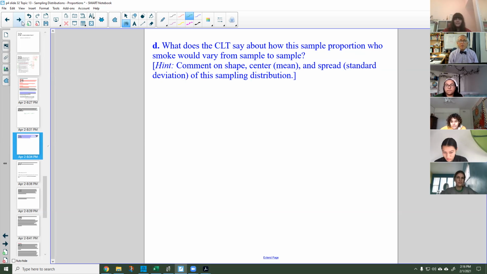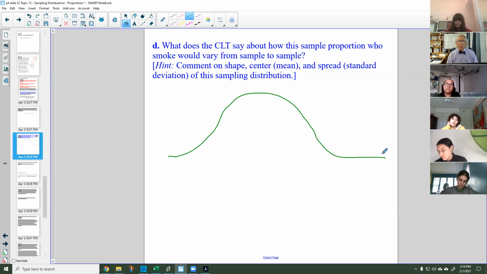Okay, so what does it say about shape, center, and spread? Will it be unimodal and symmetric? It will be unimodal and symmetric. All of those different sample proportions that I get will make a nice unimodal and symmetric histogram, and we're going to smooth that out by putting this curve on top of it. And what's it say about the center? What's the center going to be? The population proportion. Which is what?